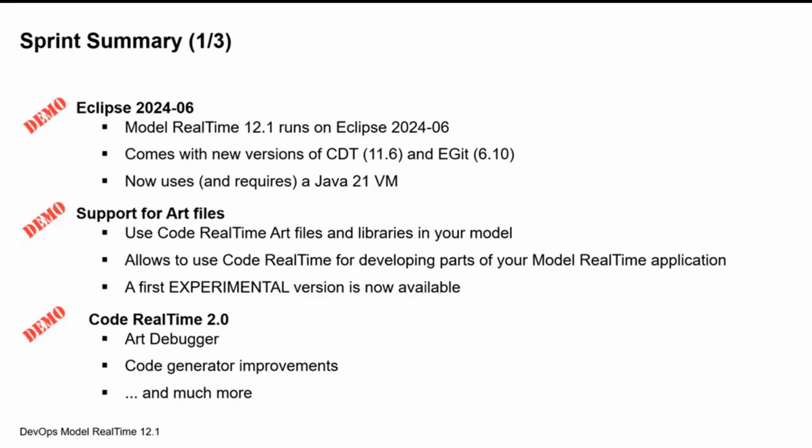And speaking about Code RealTime, at the same time as we release these Model RealTime releases, we also release Code RealTime 2.0, and it contains many improvements. One that I will briefly show in the demo, since it's related to the other feature mentioned here, is the art debugger. That is a possibility to debug your applications in Code RealTime, very similar to how it works with the model debugger in Model RealTime.